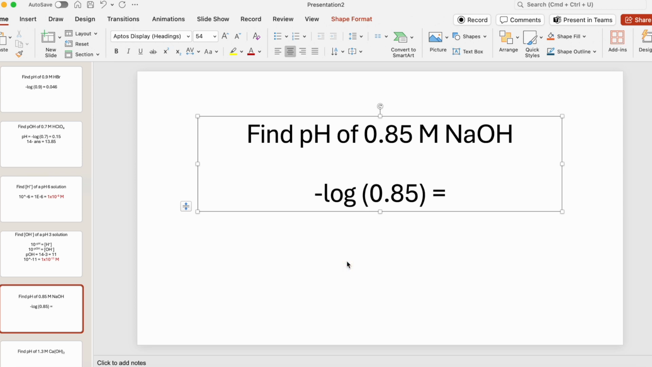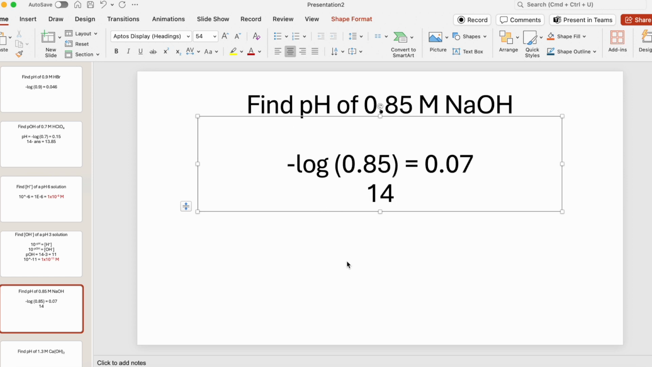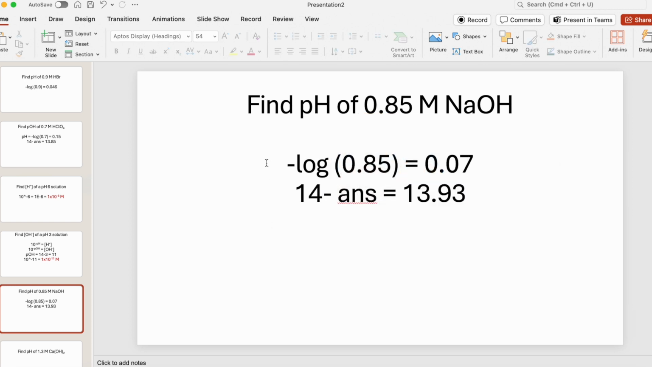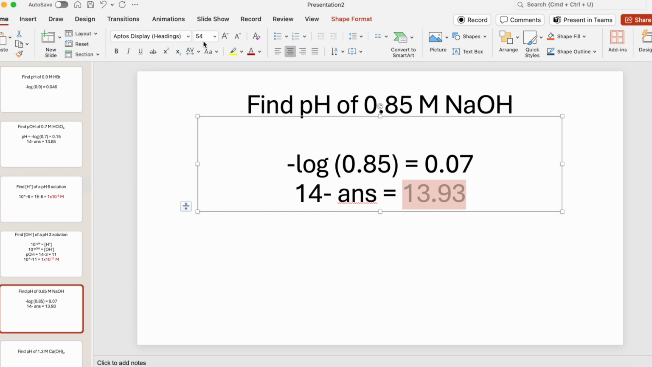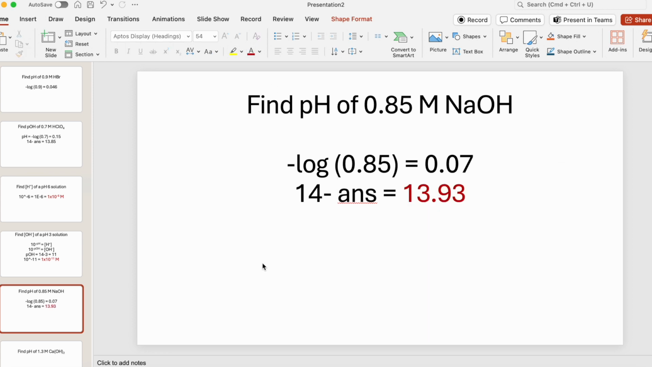Negative log of 0.85 is giving me like 0.07. That's a very low pH. Well, now I've got to do 14 minus the answer, and I'm getting 13.93. And that is my answer. Now, keep in mind, pH does not have units, so you can just leave it like that. It's just the number. You don't need a unit there.